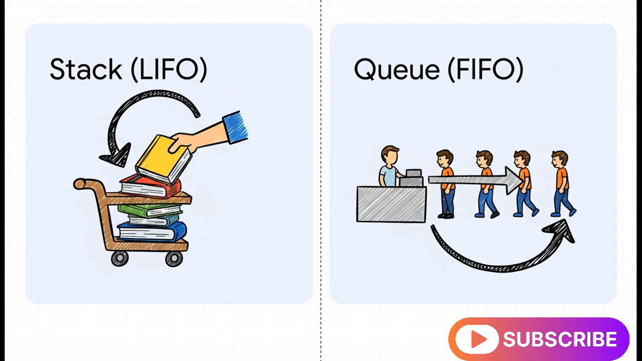This is perfect for anything that has to be handled in the order it was received, like sending jobs to a printer or buffering a video you're streaming.